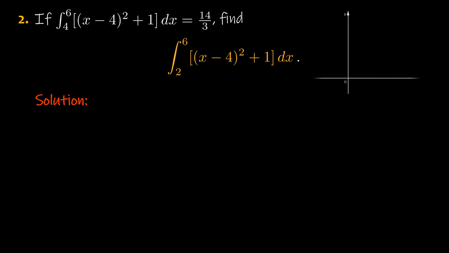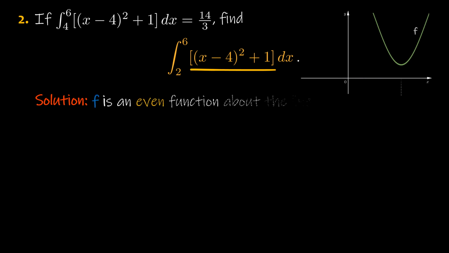The graph of x squared is an even function symmetric about x equals 0. The given function can be formed by translating the graph of x squared by 4 units to the right and 1 unit above. Consequently, the given function is also an even function about the line x equals 4.